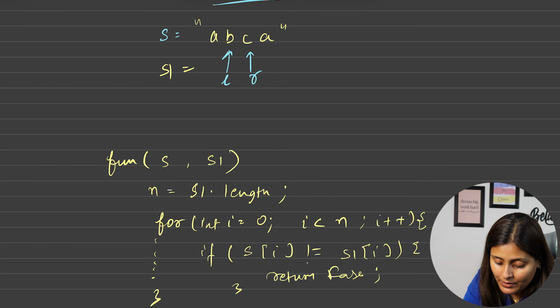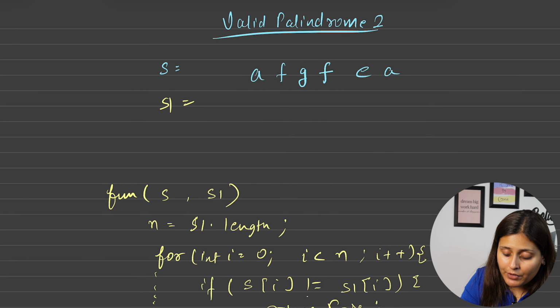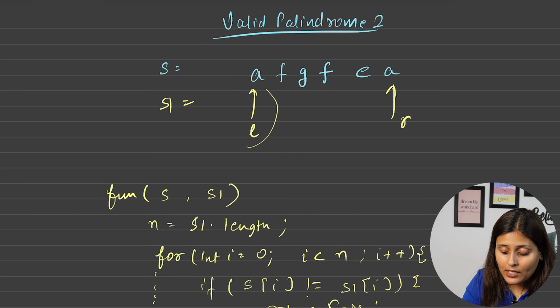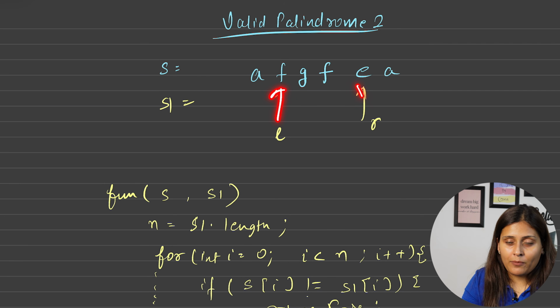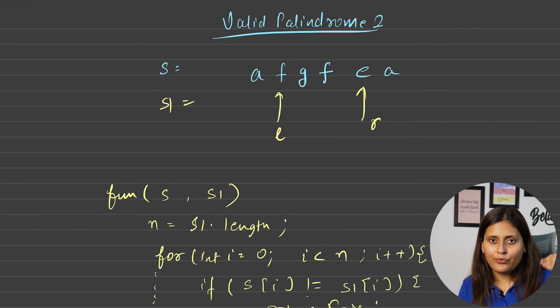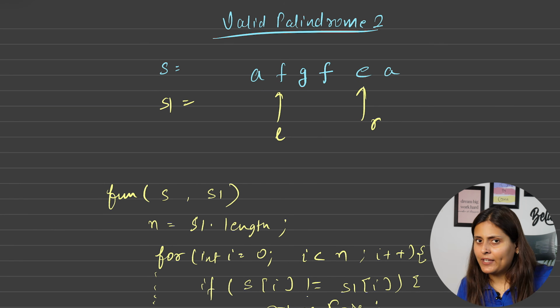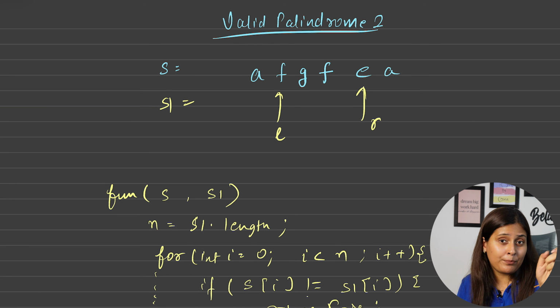Let's take another example. We'll start our left pointer from here and right pointer from here. Definitely they match now. So we will move this ahead and move the right pointer behind. Now we'll see this F and E do not match. So what I said: in the previous approach we were removing every character and checking if the whole string is a palindrome or not.